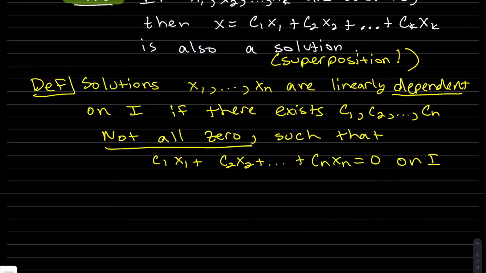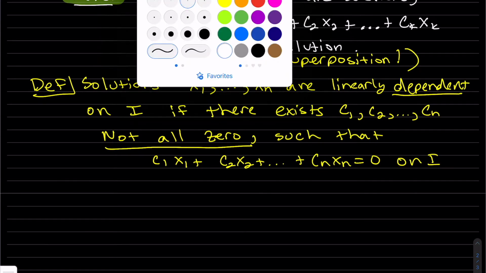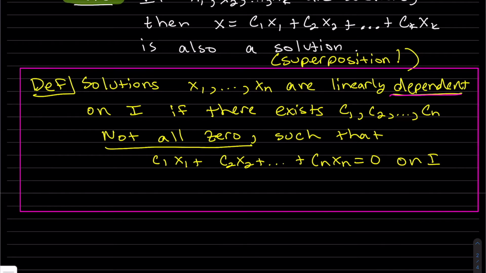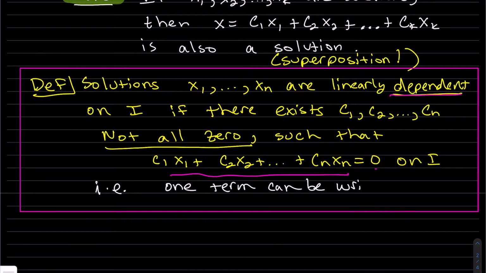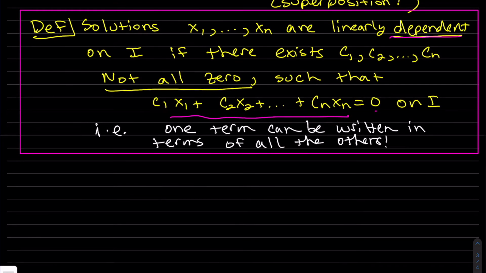So our definition of dependent is if there exist C1 through Cn that are not all zero, such that the linear combination is equal to zero. And what this is really just saying, if this is true, is that basically one of them can be written in terms of the other. One term can be written. So otherwise it's linearly independent.